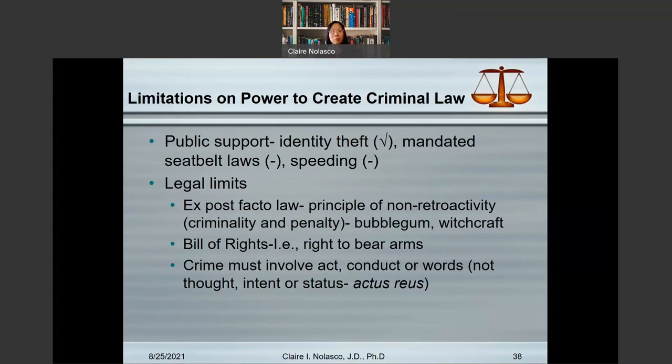So what are the limitations on the power to create criminal law? Obviously, you have to have public support. For identity theft, there's a lot of public support because of the harm identity theft inflicts on a huge majority of the population. Mandated seatbelt laws and speeding laws, however, do not seem to have a lot of public support because of the perception that they are inappropriate or inconvenient and they really don't work. Some of them don't work.